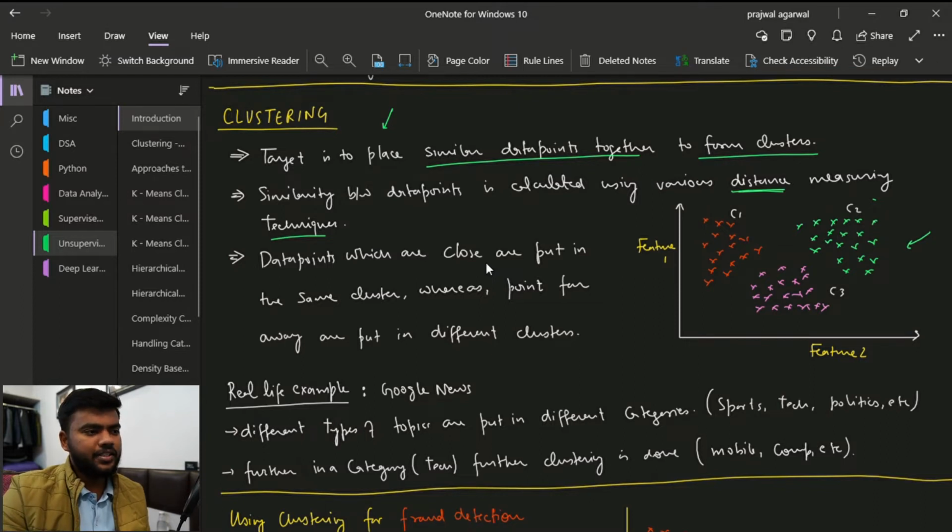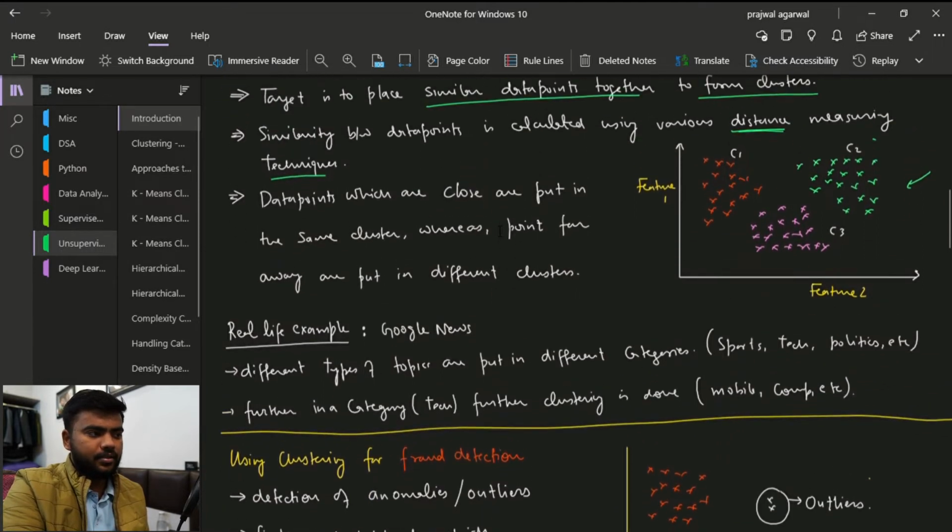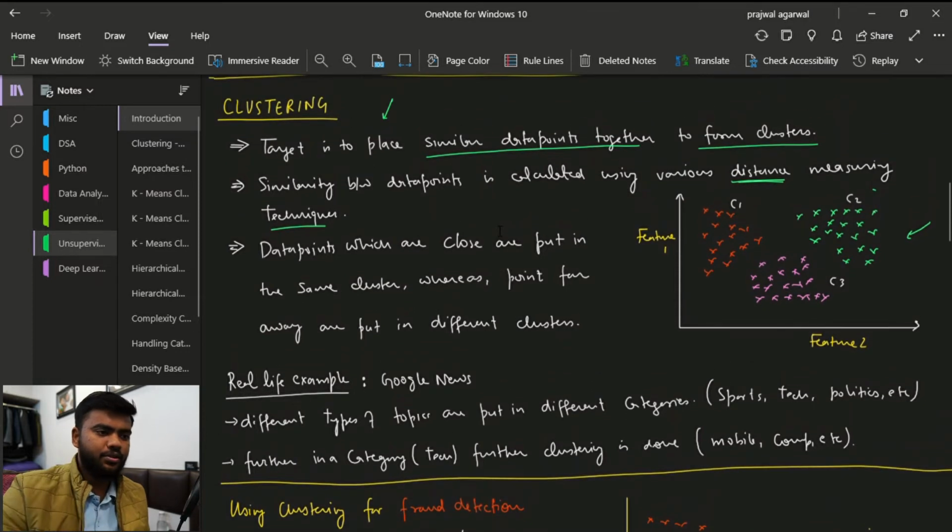Now the data points which are close are put in the same cluster, whereas the points far away are put in different clusters. Now the real life example of clustering is Google News. What Google News does is it puts different topics in different clusters. Suppose we have a cluster for sports, we have tech, we have politics. So whenever news about sports comes up, it goes into the cluster of sports. Then we have tech, then we have politics.